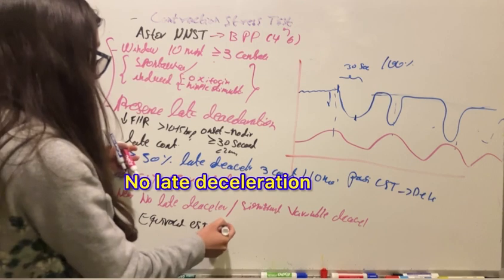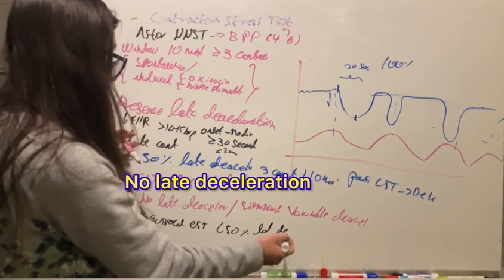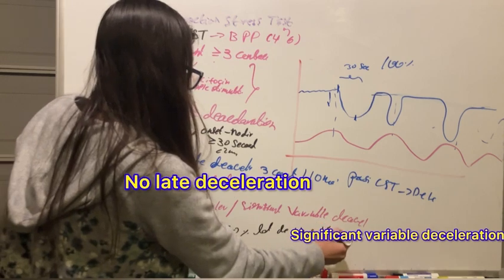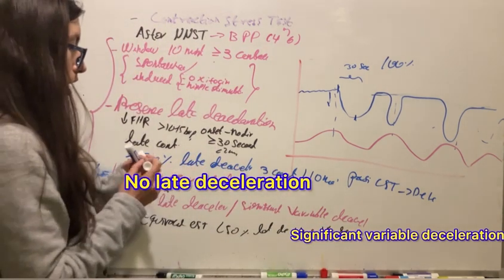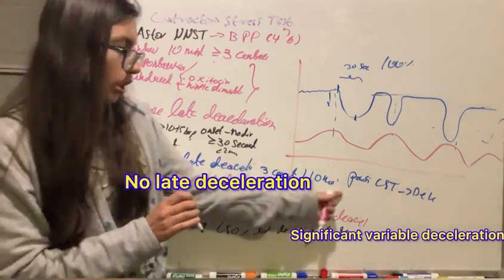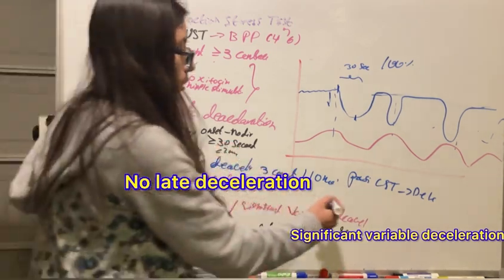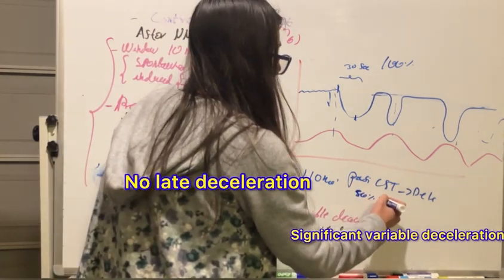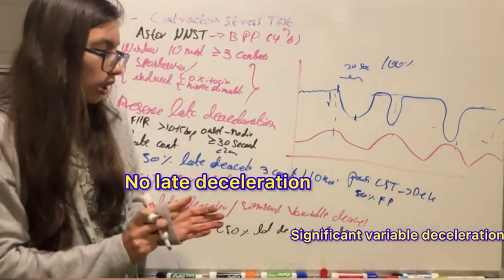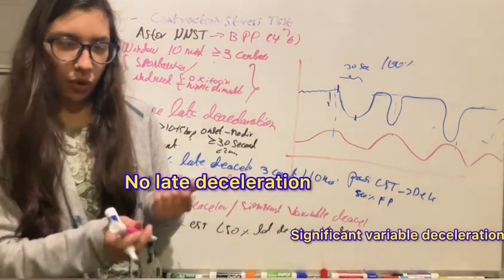So it could be having less than 50% of late deceleration, but having no significant or moderate variable deceleration, for example. Also, 50% of the positive contraction stress tests are indeed not a fetus that is hypoxic, so we have like 50% false positive with this test. So we do not only consider the contraction stress test, we also consider other factors.